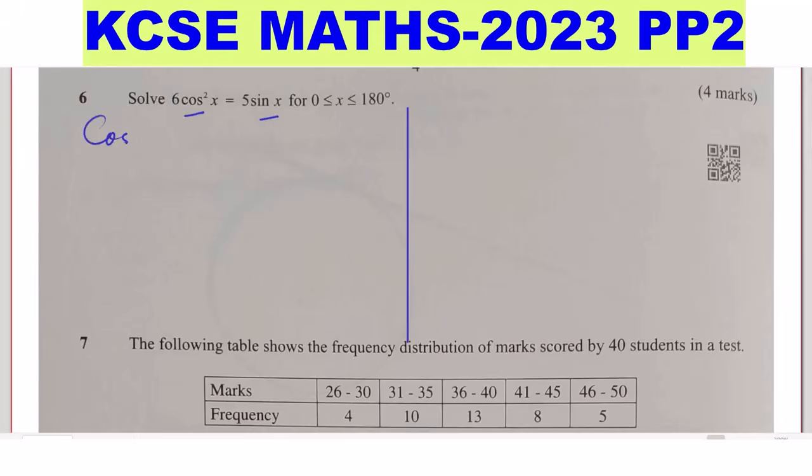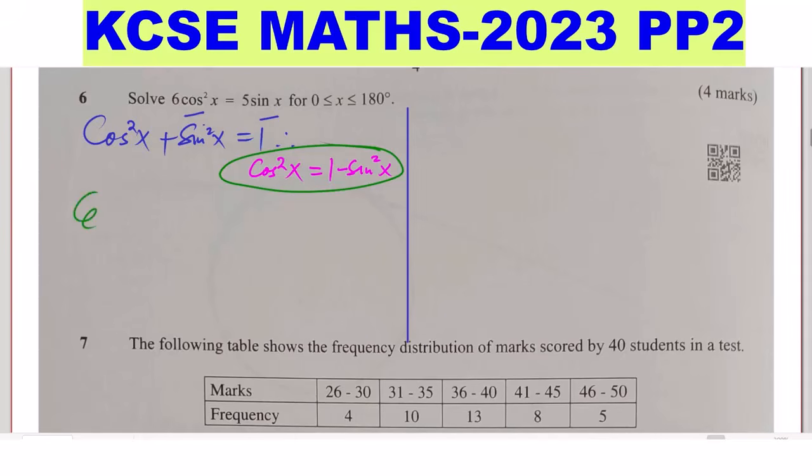The identity is cosine squared x plus sine squared x equals 1. Using this identity, if you make cosine squared x the subject, you'll get cosine squared x equals 1 subtract sine squared x. So this is what you're going to use. You substitute cosine squared x with 1 minus sine squared x. So 6 times (1 minus sine squared x) equals 5 sine of x.